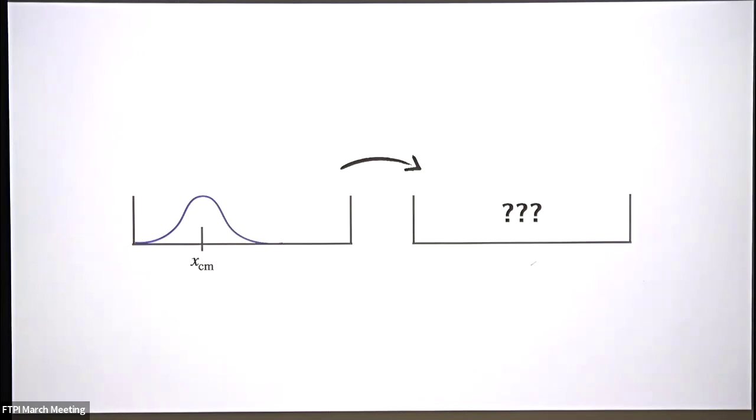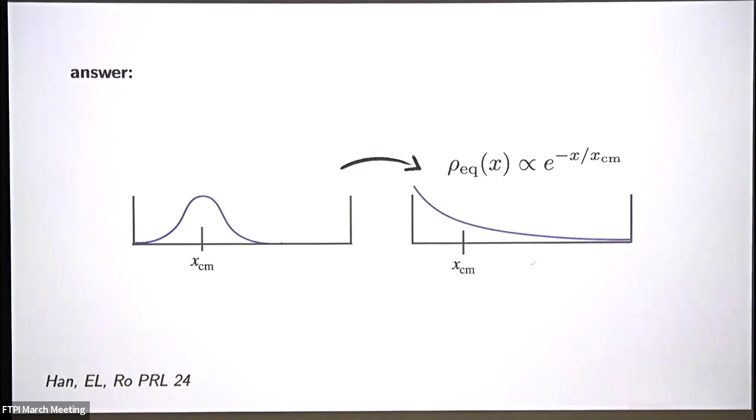Unfortunately, due to time constraints, I'm just going to have to tell you what the answer is. The answer turns out to be that the particles will exponentially localize themselves to the boundary of the box with a scale set by the center of mass. Oh, yeah, sorry.